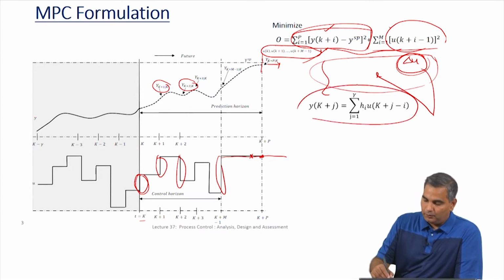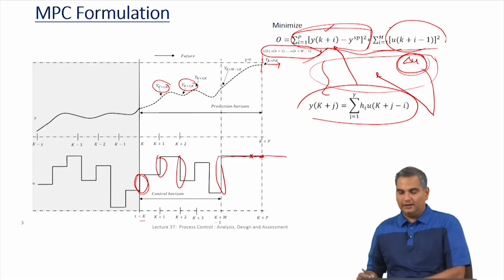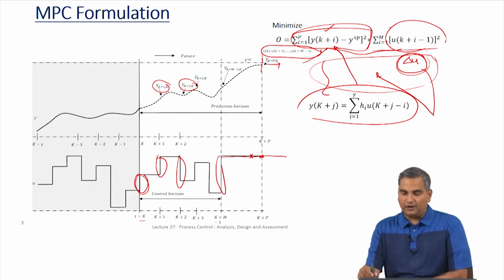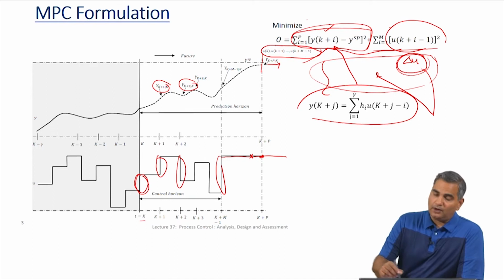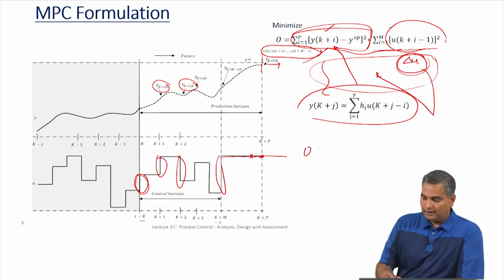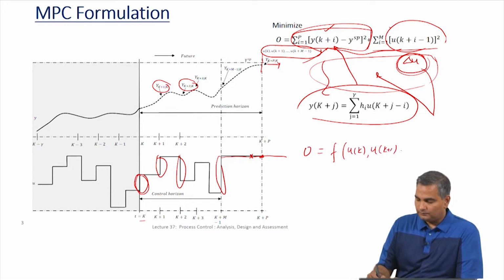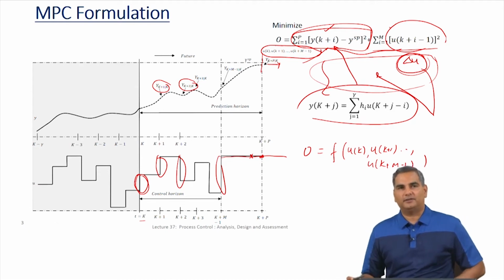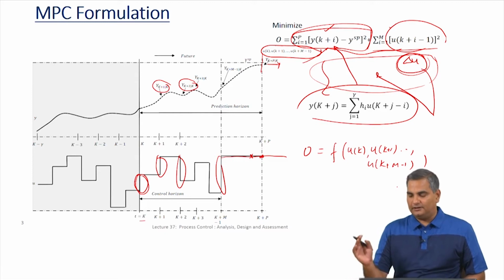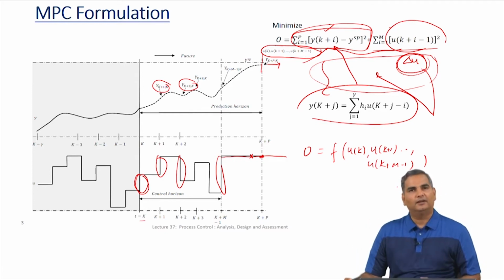So, if I put this model into this term here, then you will see the decision variables not only come in the second term, the decision variables also come in the first term. So, this whole objective function you can think of as some function of uk, uk plus 1 all the way up to uk plus m minus 1. The reason why I am writing it this way is I am showing you that we have now got it into an optimization form, where it is a function of these m decision variables. I give it to an optimizer, and the optimizer will give me the values for these m decision variables.